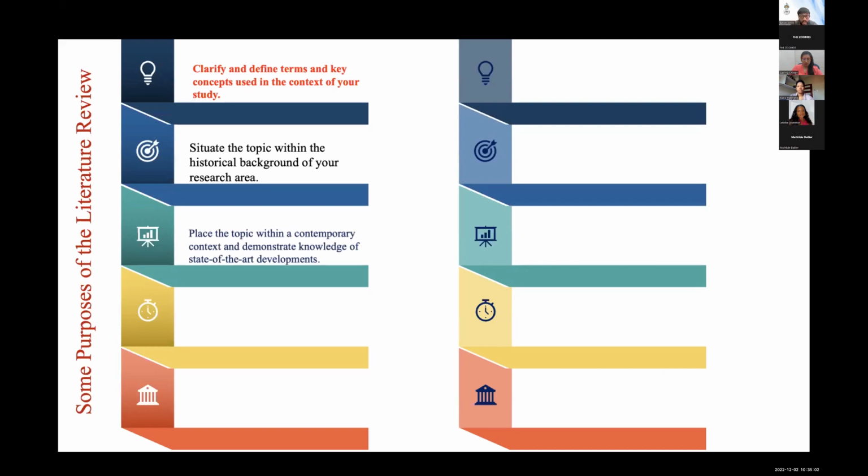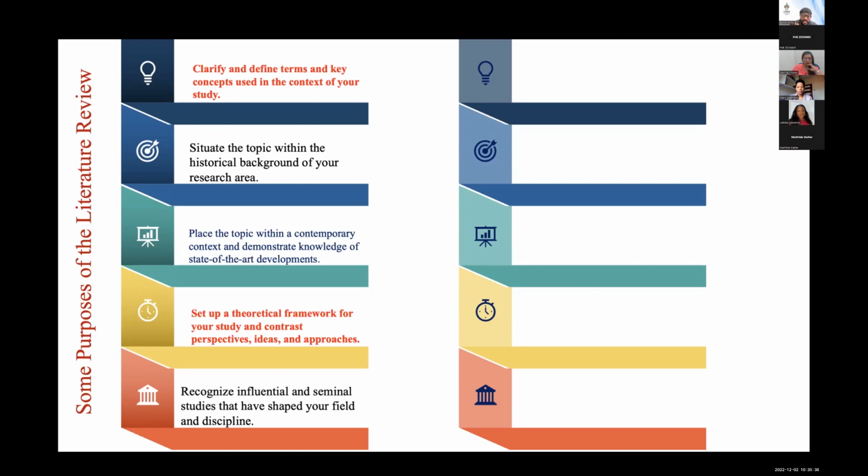It situates a topic within the historical background of the research area. It places the topic within a contemporary view, so it presents a history, and in that history you have to come full circle to the point at which your study is going to be done. It sets up a theoretical framework. This is also highlighted because your theoretical framework may be extremely important, so you have to dedicate an entire section or subsection to it. If that is the case, the literature that is expected will be covered in that conceptualization, not necessarily in your literature review.